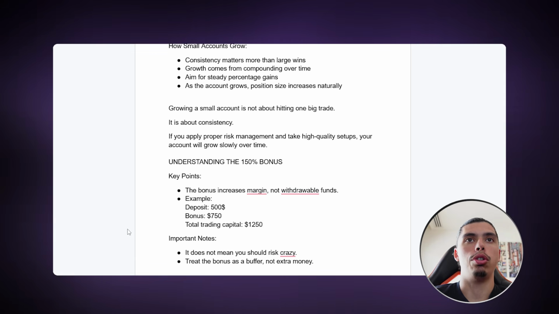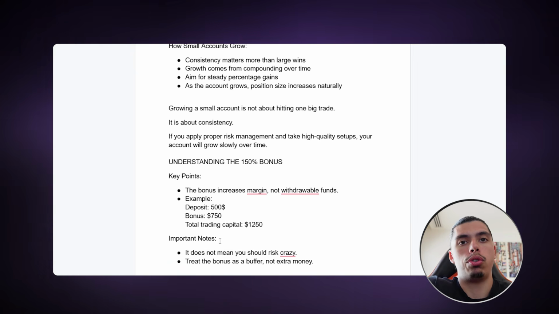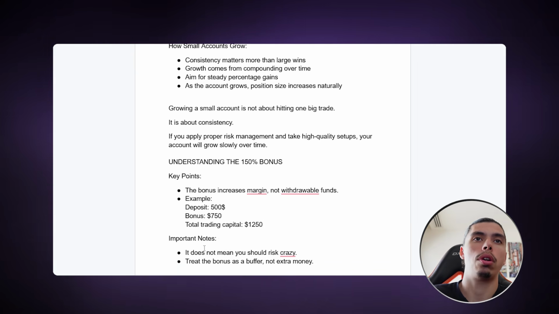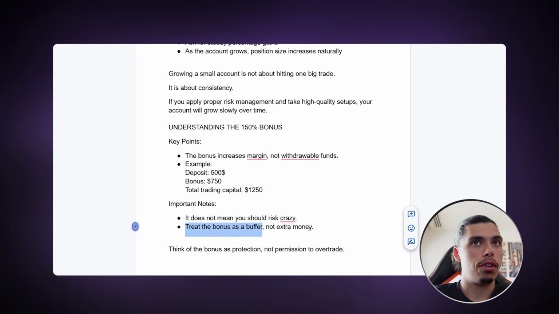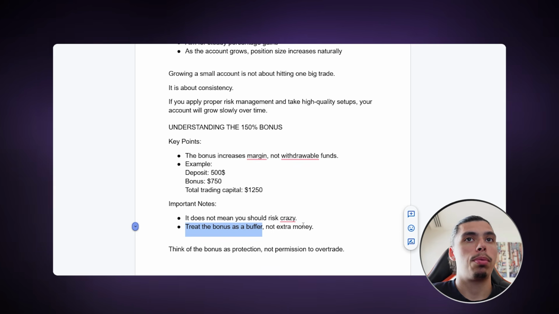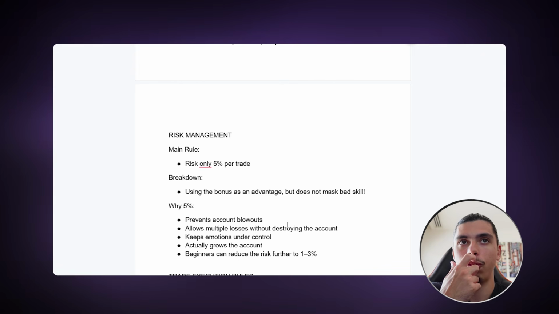This is something that you can use to grow small accounts. It's a tool, right? You don't have to, obviously. You can use your 500 balance, use whatever broker you want. This doesn't mean it gives you the ability to risk crazy. Treat it as a buffer, not as extra money, right? They're not giving you extra money, they're giving you a buffer. So it's almost a protection, and it's not permission to overtrade. Okay, keep that.